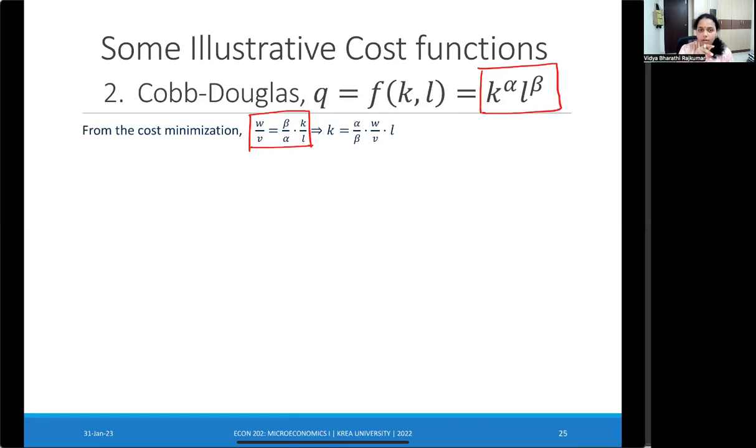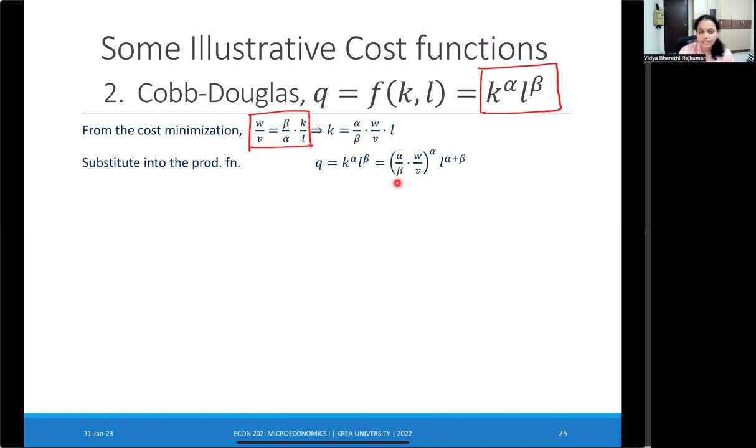From that starting point, express any one of your inputs as a function of the other terms in the equation. Here we are choosing to denote K in terms of alpha, beta, W, V, and L. This is an optimal level of K, which has solved our cost minimization problem. Now, all I have to do is take this K and substitute it into my production function. So in place of K to the power alpha, I'm just going to substitute this particular expression.